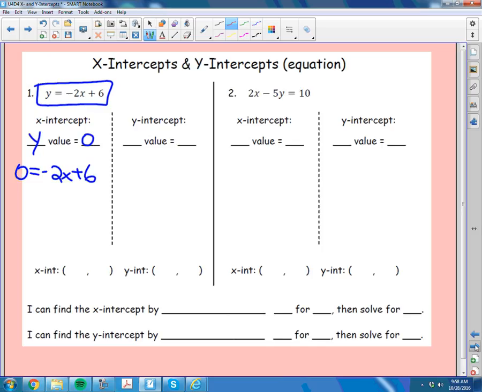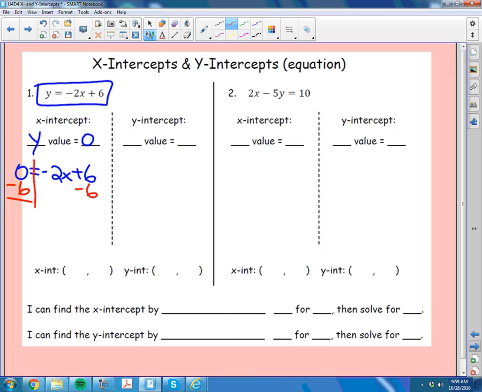Now, do we have more than one variable or just one variable? Now we just have one variable. Can we solve an equation with one variable? Yeah, because we have those mathematical skills. We would subtract 6, and your goal is to get the variable by itself. So you would subtract 6 from both sides.